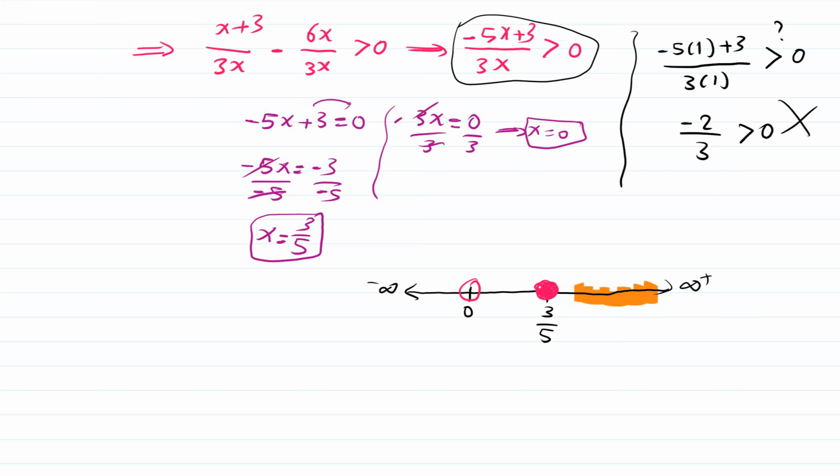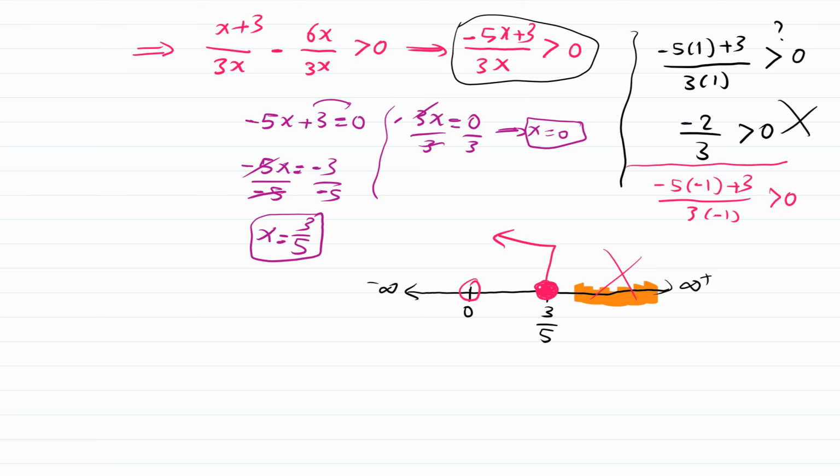So this part is not the answer. We must go to the other side. Pick a number less than 0, which is negative 1. Let's test negative 1. Negative 5 times negative 1 plus 3 all over 3 times negative 1. Is that greater than 0?